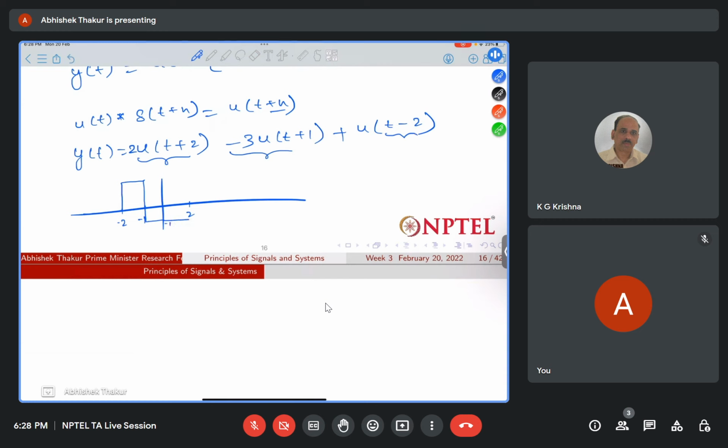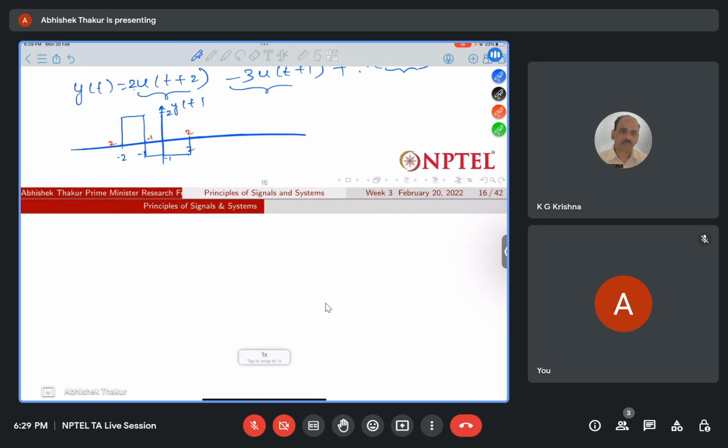So this is minus 1, this is plus 2, and at t equal to 2, what will happen? This is 2 plus 1, 3 minus 3 will become 0. So this is 2, this is minus 1, this is 2. This is our output signal y(t). I have directly summed all these three signals, so we got this as y(t).